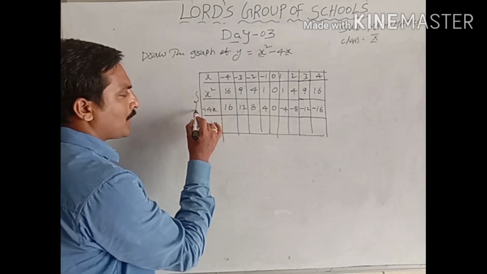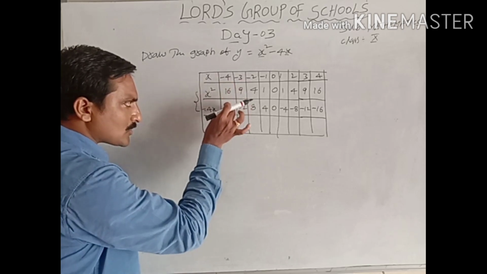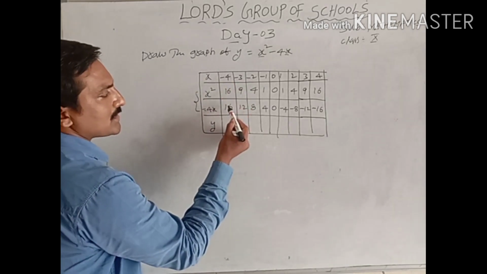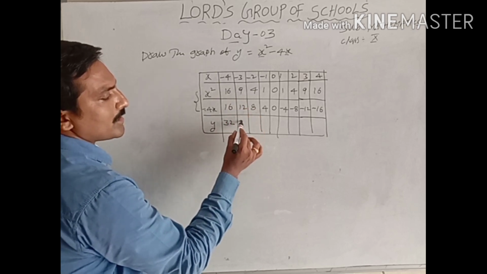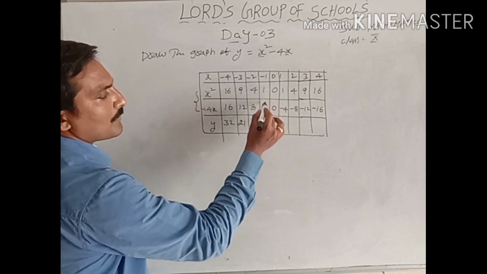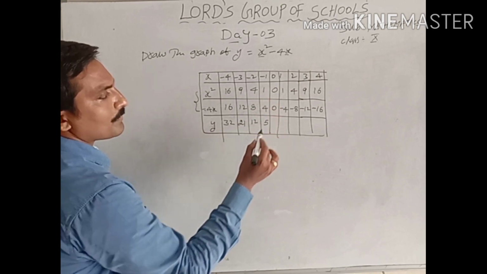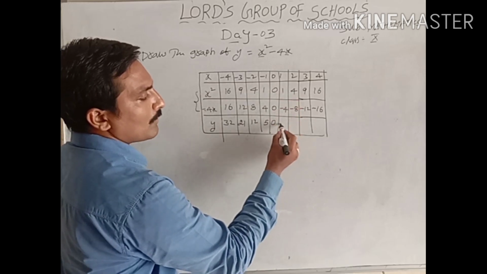This is our problem: x square minus 4x. Means these two values only we have to calculate. 16 plus 16, 32. 9 plus 12, 21. 4 plus 8, 12. 1 plus 4, 5. 0. 1 minus 4, minus 3.